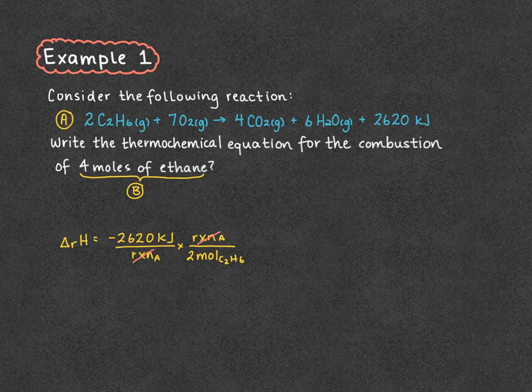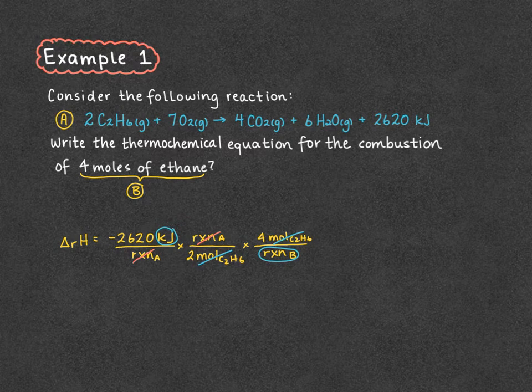So now we know the kilojoules per mole, or the molar enthalpy for ethane. We know that in reaction B, there's going to be 4 moles of ethane. And so we're going to just write 4 moles per reaction B. And so now we've taken this molar enthalpy of ethane, and now we have kilojoules per reaction B. So that's going to give us an enthalpy of negative 5,240 kilojoules. So we're just going to rewrite this equation now and plug that in.